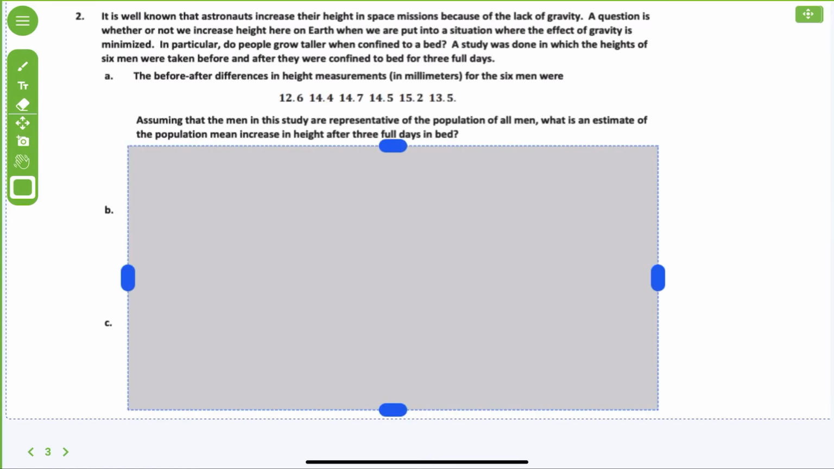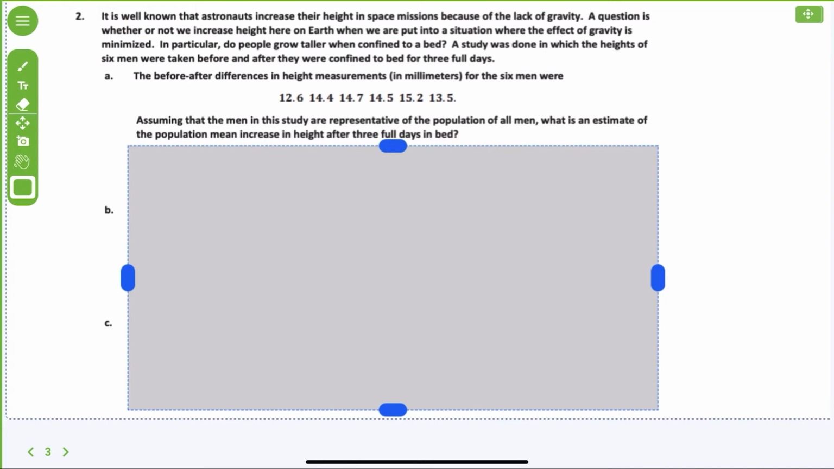The next problem is exactly like the previous problem. We're going to find the mean, find the margin of error, and understand that in context. It was well known that astronauts increase their height in space missions because of the lack of gravity. The question is whether we increase height here on Earth when we are put in a situation where the effect of gravity is minimized. In particular, do people grow taller when confined to a bed because gravity is not working on your spine? A study was done in which the heights of 6 men were taken before and after they were confined to beds for 3 full days.